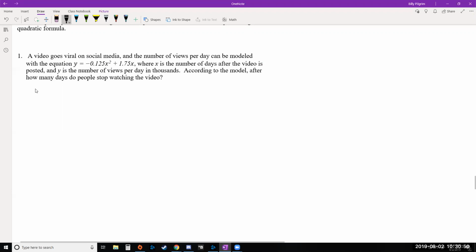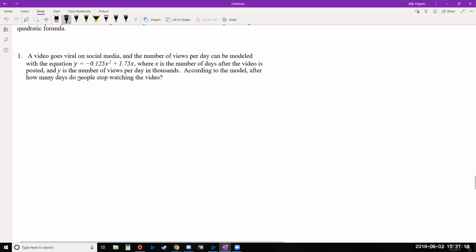According to the model, after how many days? X is standing for days, so this means we're looking for an x value. After how many days do people stop watching the video? Well, this is slightly cryptic. Our x's are days, and y is the number of views per day in thousands. So what they're telling us is if people stop watching the video, that means our number of views per day will become 0.